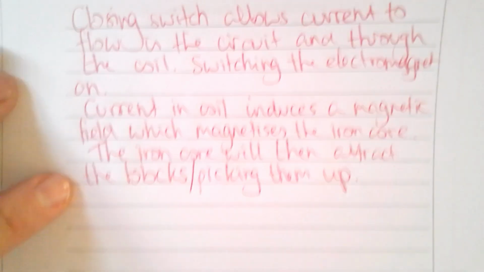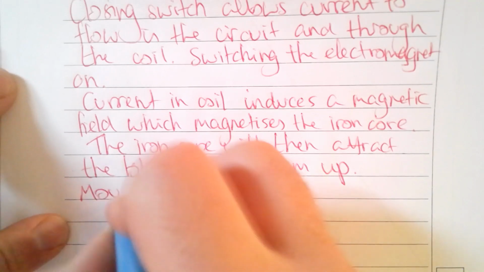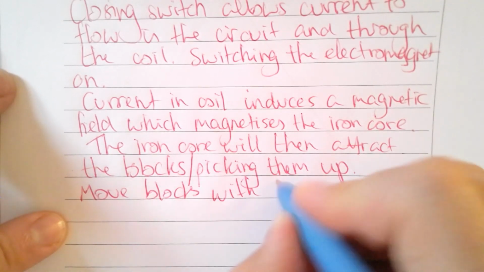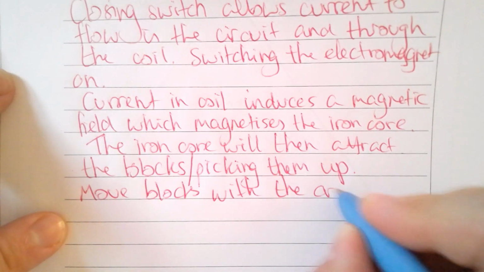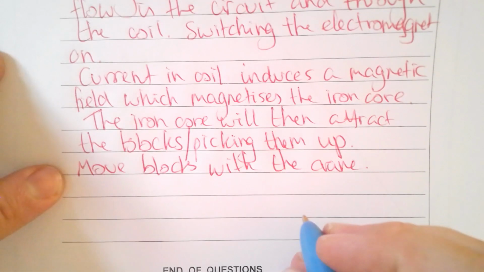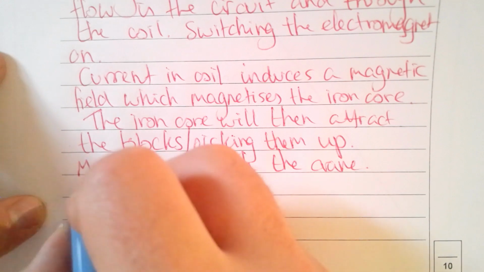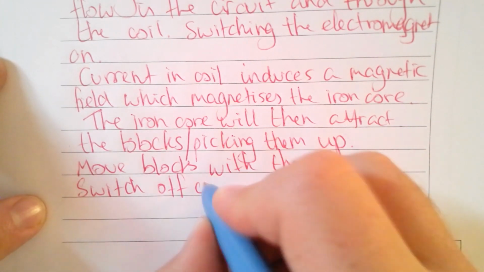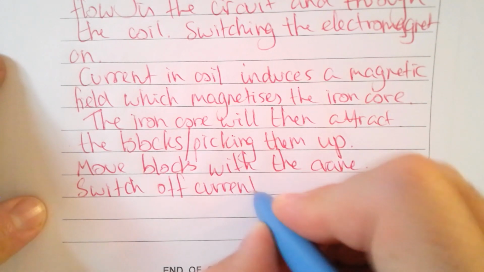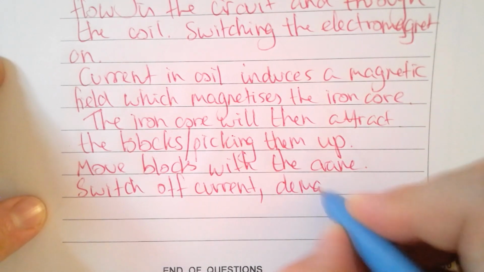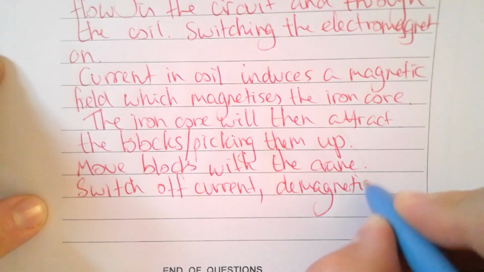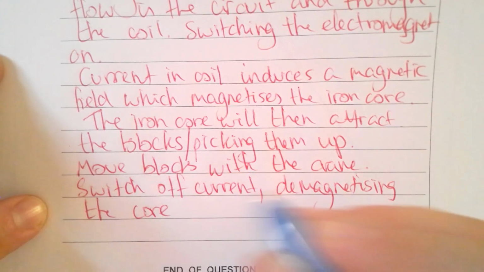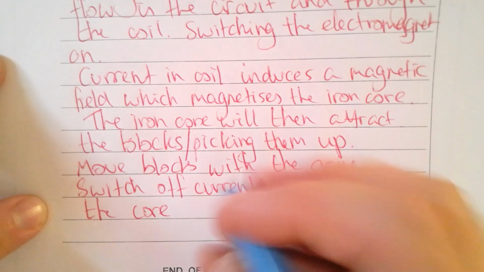So once you've picked them up, move them with the crane. When they are where you want them to be, you can switch off the current, demagnetizing the core, and that will let you drop the block.